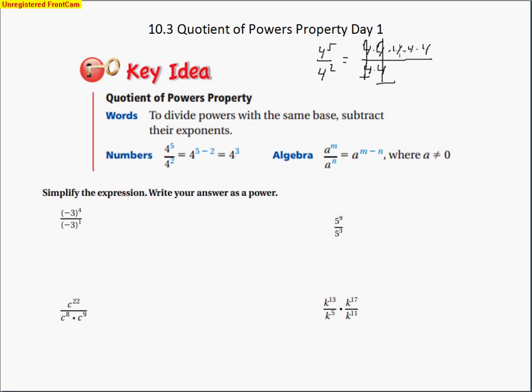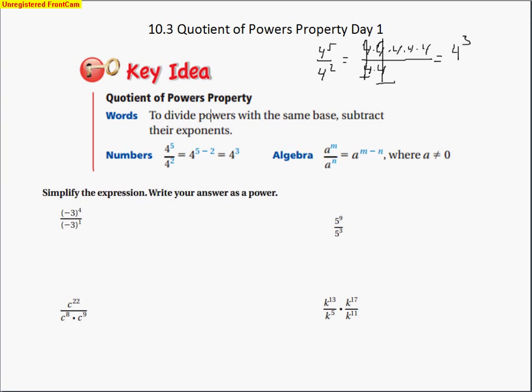And so what we're left with are 3 4s being multiplied together, so that would be 4 to the 3rd power. And these two 1s, well, when we multiply by one, it doesn't change the value. What we're seeing is we're taking away the denominator's exponents, or the number of values in the denominator that are the same as on top. And that's what we see here in the rule.